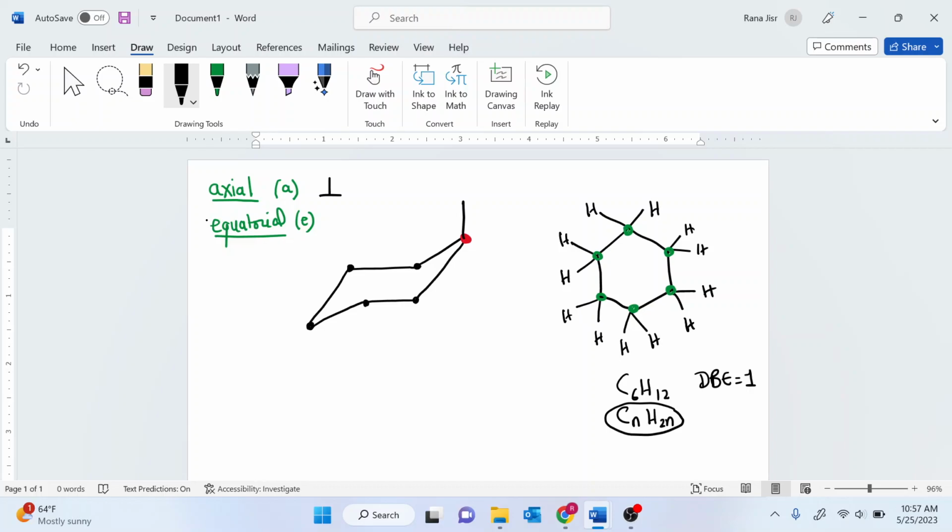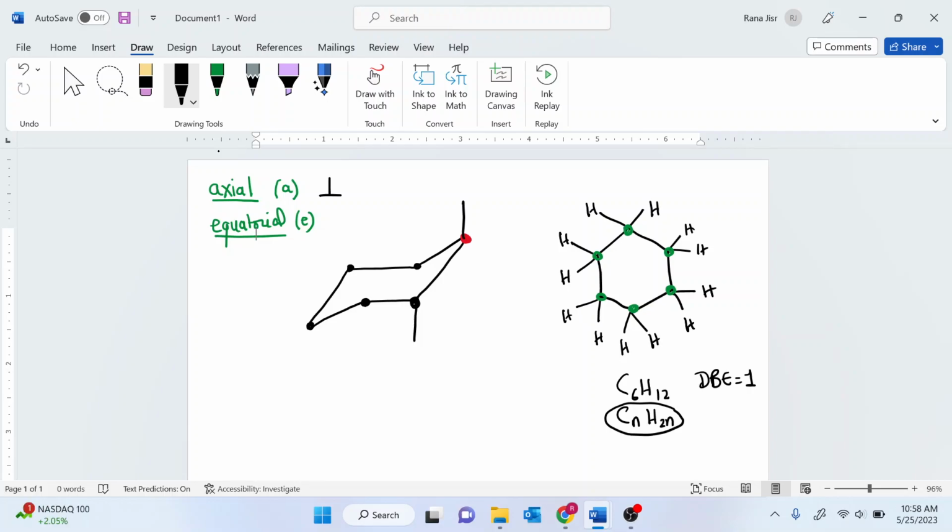Okay? Now, this carbon here is pointing down because its lines are pointing down. So this is why the axial is going to be down. It is a straight line, so please draw it as a straight line because it is a perpendicular line. You start drawing your axials first, and then you draw your equatorials.